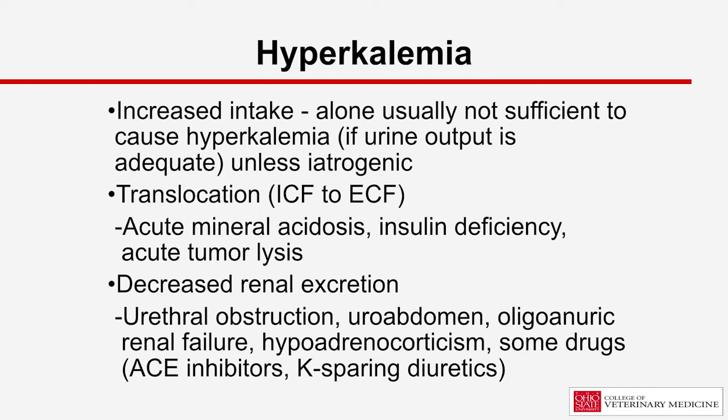So whether that be a post-renal thing like urethral obstruction in a cat or a ruptured bladder, or whether it be oliguric acute kidney injury, or whether it be Addison's disease or certain drugs that inhibit urinary excretion of potassium, like ACE inhibitors or potassium-sparing diuretics or beta blockers. So those things can all cause decreased excretion of potassium.